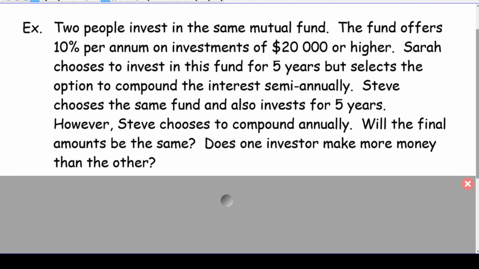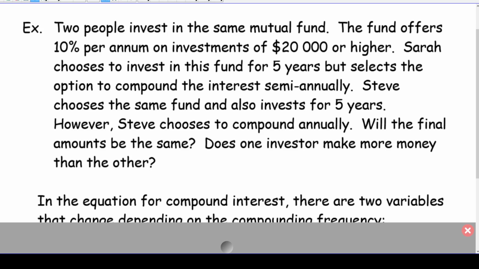Now, why are we asking will the final amounts be the same? I want you to understand that both people are getting 10% per year. The only difference is Sarah is getting 5% at the half-year mark and another 5% at the end of the year. Will both amounts be the same?